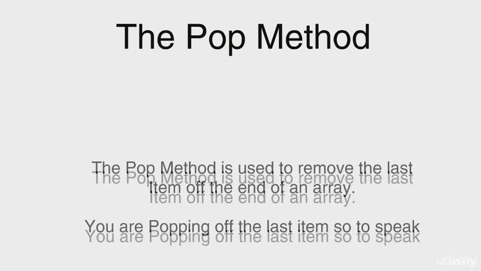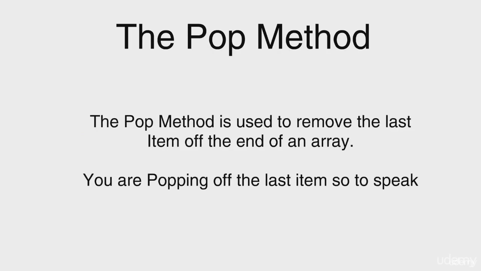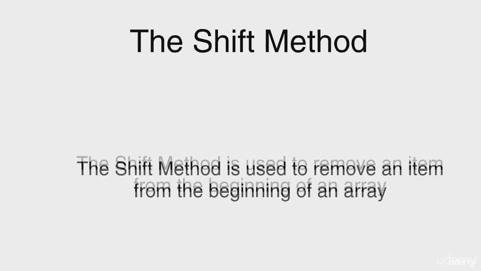The pop method is similar to the push method, but instead of pushing an item to the end of an array, it pops it off or removes the last item at the end of the array, so to speak. The shift method, on the other hand, works just like the unshift method, except that instead of adding an item to the beginning of an array, we are removing the first item from our array.